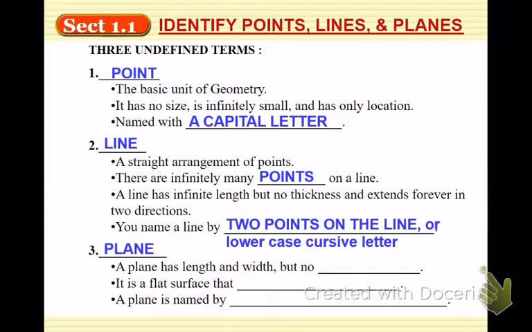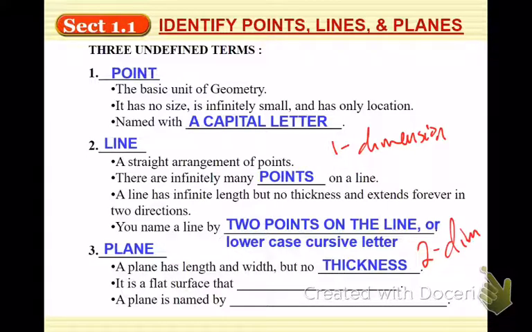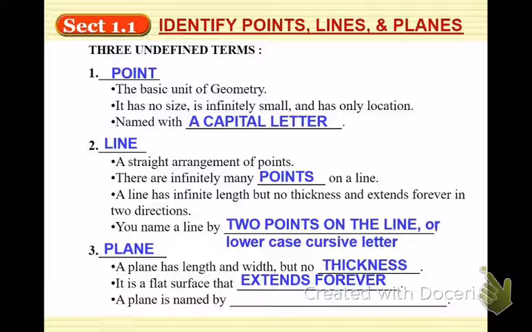Okay? Now planes. A plane has length and width, but no thickness. So I didn't mention this, but points are no dimension. Lines are one dimension. A plane offers up a second dimension, so this is going to be 2 dimensions. Okay? It has a length and a width, but it doesn't have a thickness. Now, it extends forever in those two directions, the length and the width. So while it has a length and a width, we don't actually measure it because it goes forever.